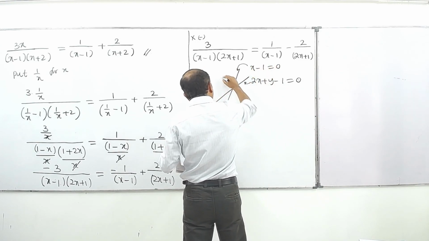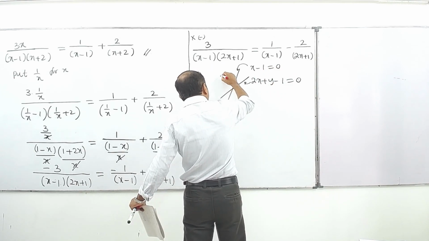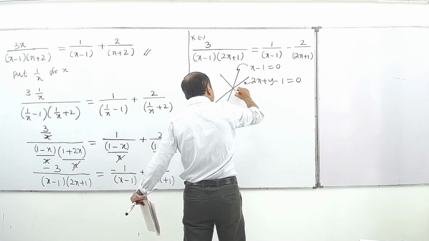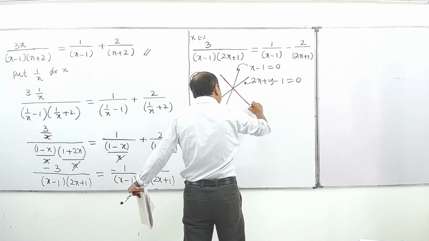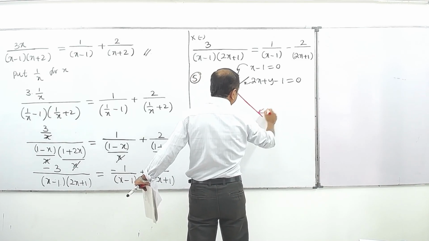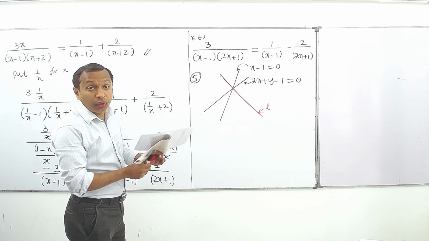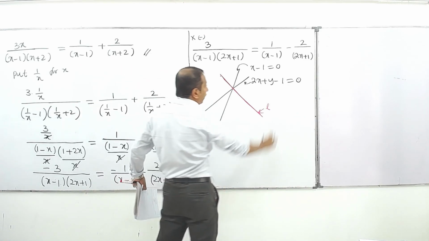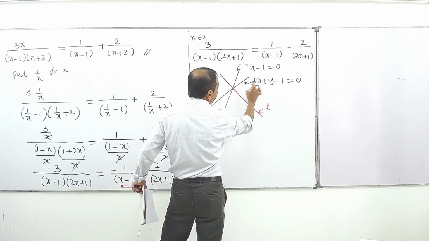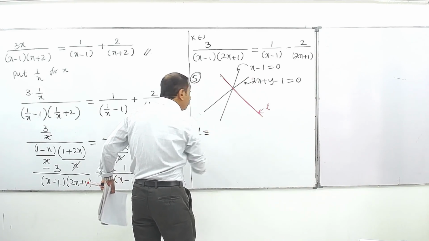The required line is this. This is line L. The equation of L you can write, people. How? Since it passes through the intersection of this and this, the equation of L we can write how?